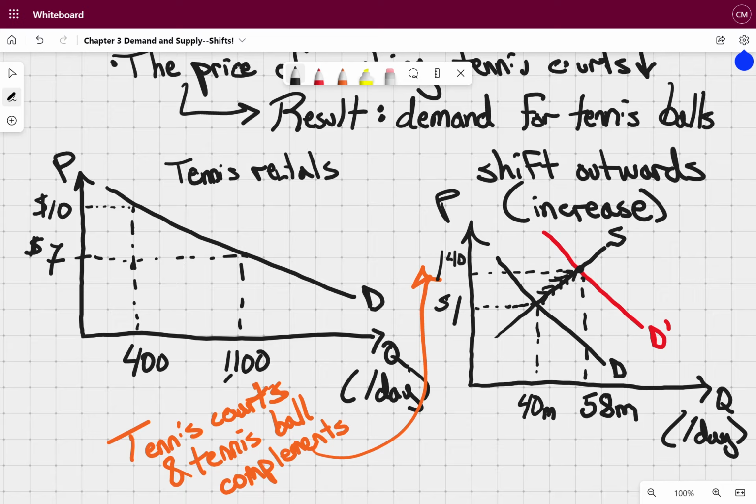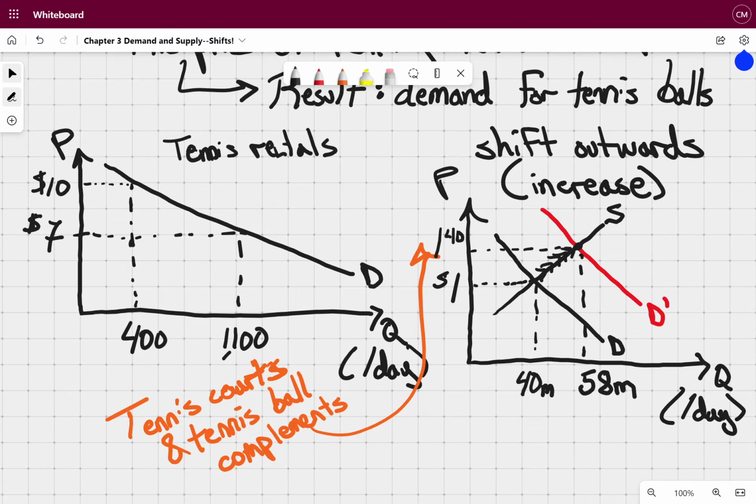Okay, let's list and make sure that we all understand all of the different causes for shifts in demand.